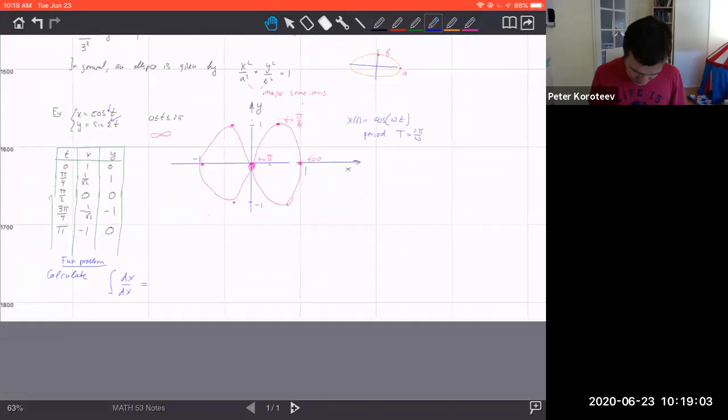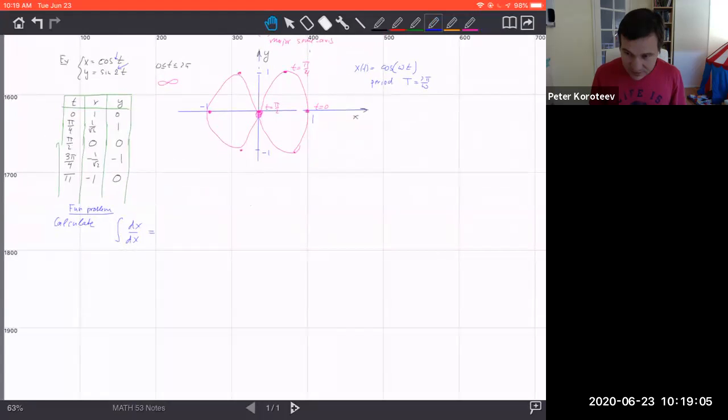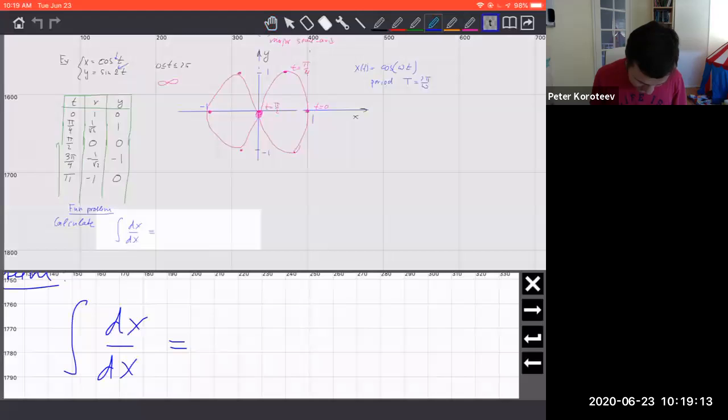Okay. Nobody figured out the answer for the problem? For those who are just joining us, again, it's a fun problem. You're asked to evaluate, well, the integral dx over dx. Infinity. I'm still confused about what w represents.